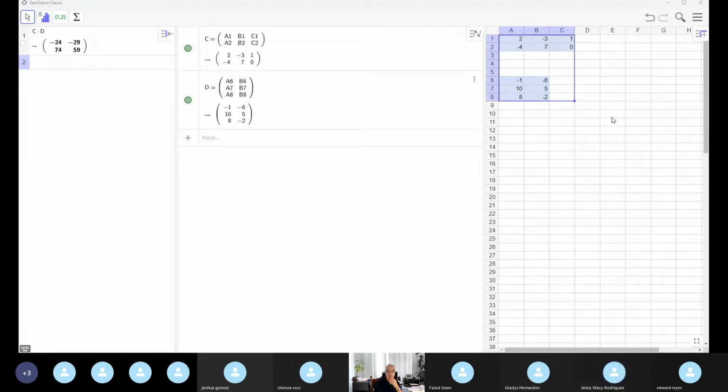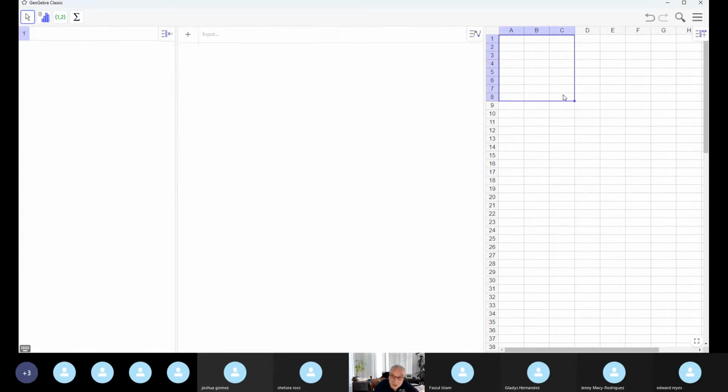Okay, so now I want to start a new problem. So I delete everything. I select the information, delete. New problem, new spreadsheet. This is the beauty, guys. In the editor, if you want, you can record the problems one by one and save them. Or you start a new problem and erase everything.